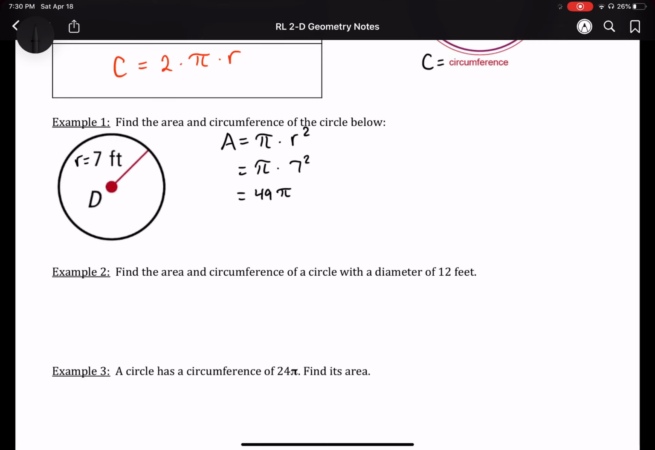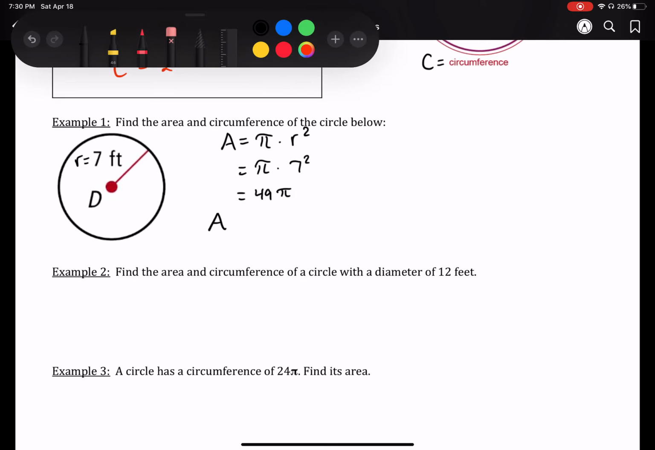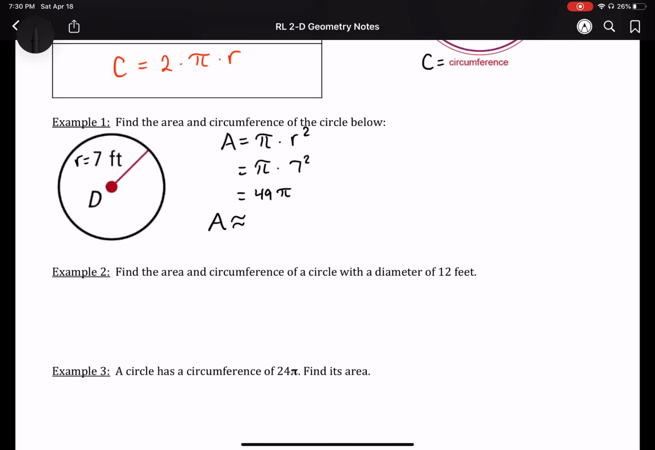So let's go back to our notes here a second. That means that area is equal to, well, not equal to, it's about equal to. So let's fix that. We have area is about equal to 153.94 feet squared. All right, so that's part one.